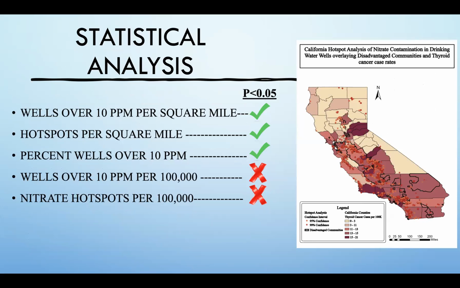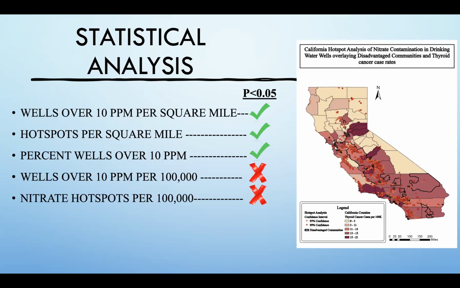So we did see a correlation with the wells over 10 ppm per square mile, the hotspots per square mile, and the percent of wells per square mile over 10 ppm, and also over 5 ppm. There has been a push to change the maximum contaminant level to 5 parts per million, but of course this would be very expensive. But we didn't see the association or correlation with wells over 10 ppm per 100,000 people, or nitrate hotspots per 100,000.